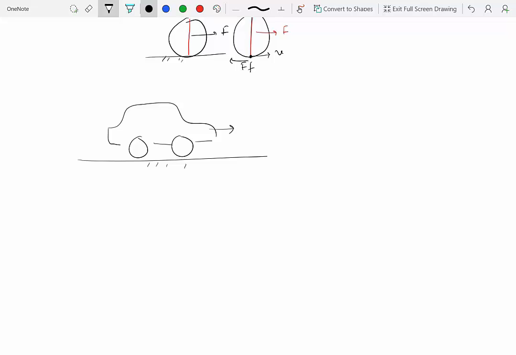Is it a rear wheel drive car? Is it a front wheel drive car? Is it an all wheel drive car? So there are three scenarios: rear wheel drive car, all wheel drive car, front wheel drive car. Let's take the example of a rear wheel drive car.